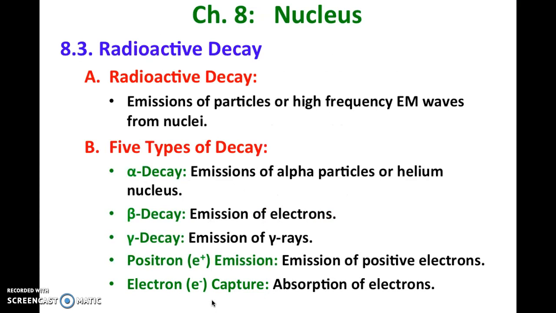A nucleus with too many neutrons is unstable, so that it emits particles or high-frequency electromagnetic waves. This phenomenon is called radioactive decay. There are 5 types of radioactive decays. Alpha decay is the emission of alpha particles, which are helium nuclei. Beta decay is the emission of electrons. Gamma decay is the emission of gamma rays. Positron emission is the emission of positive electrons. And electron capture is the absorption of electrons.